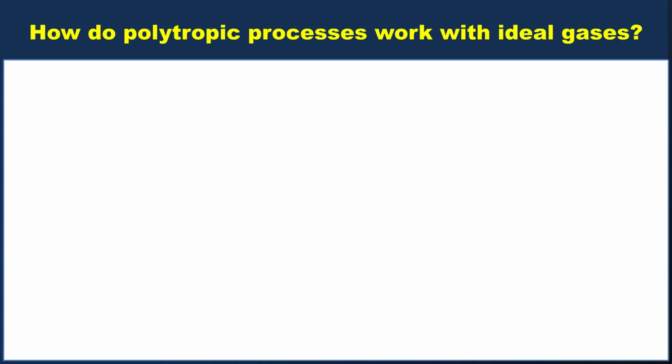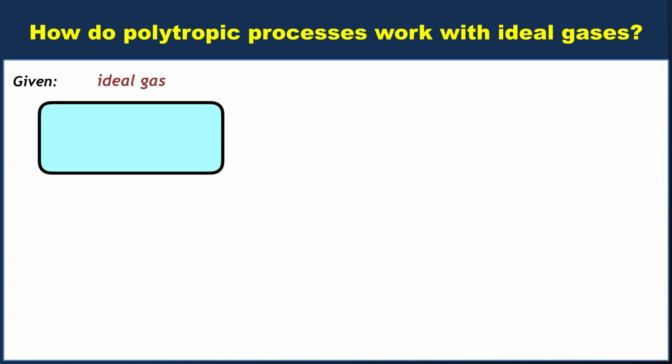Let's sort out how polytropic processes work with ideal gases. So, we're given an ideal gas. I have to apologize, the drawings for this video aren't that engaging. It's a big parcel of gas.